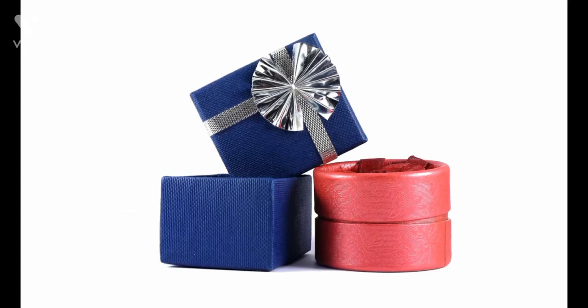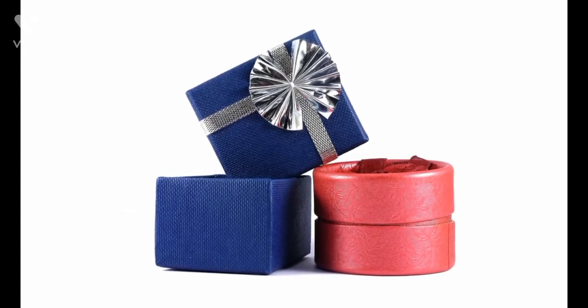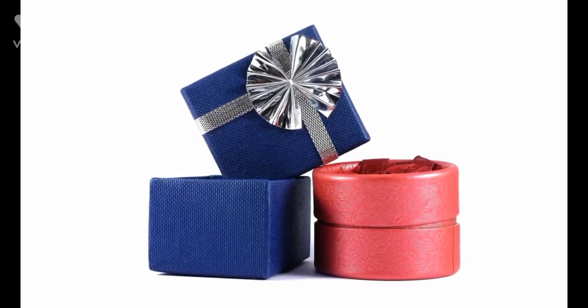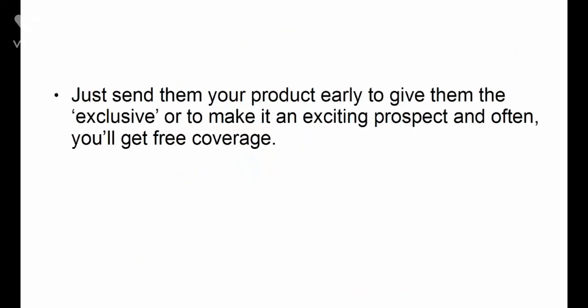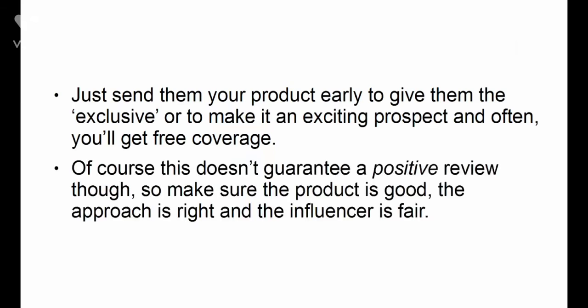Send review products. One of the quickest, easiest, and cheapest ways to get promotion from an influencer is to send them a product to review on their channel. Just send them your product early to give them the exclusive, or to make it an exciting prospect, and often you'll get free coverage. Of course, this doesn't guarantee a positive review, though, so make sure the product is good, the approach is right, and the influencer is fair.